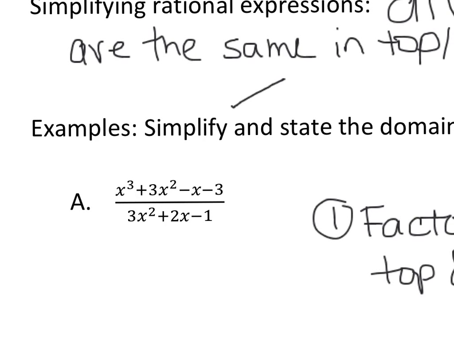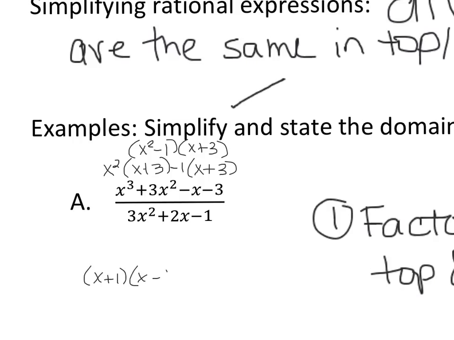So out of those first 2 terms, I'm going to take out an x squared. I'm left with x plus 3. Then I'm going to take out a negative 1. I'm left with x plus 3. So it was x squared minus 1 times x plus 3. So really, x squared minus 1 factors a second time. So on the top, I have x plus 1 times x minus 1 times x plus 3.